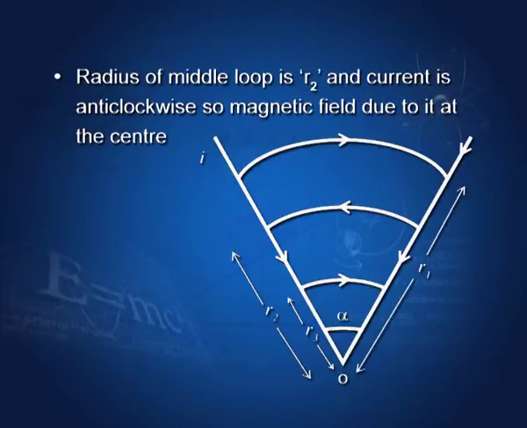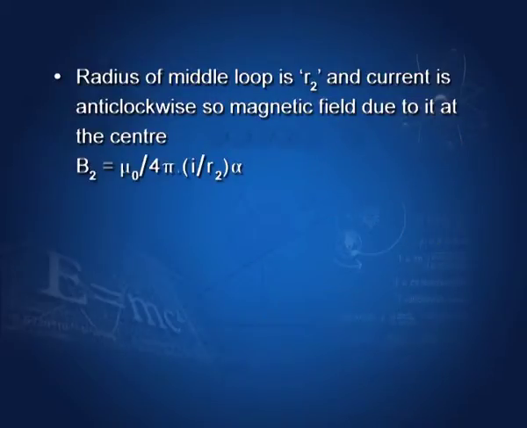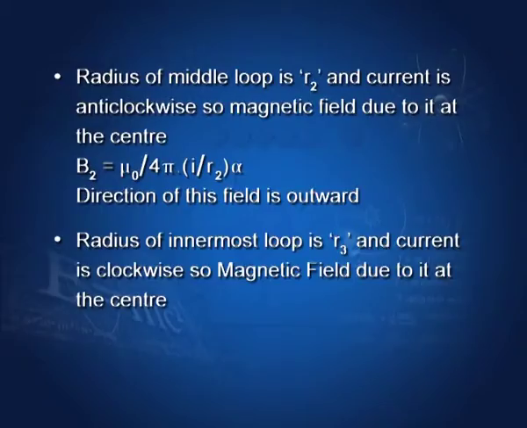The radius of the middle loop is R2 and the conductor is carrying current in the anticlockwise direction. So, the magnetic field due to it at the center, B2, is equal to mu naught upon 4 pi I upon R2 into alpha. Once again, using Maxwell's right hand thumb rule, we can find that the direction of the magnetic field is outward. Now, we have the third arc of the conductor. The radius of the innermost loop is R3 and the current is clockwise.